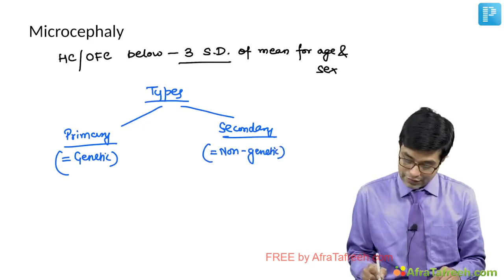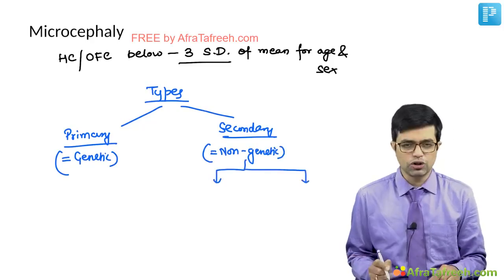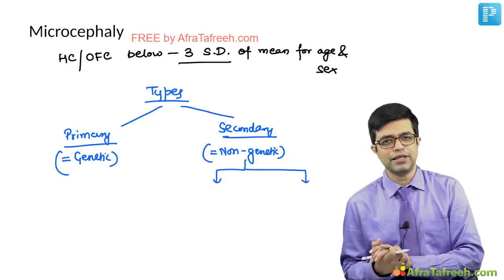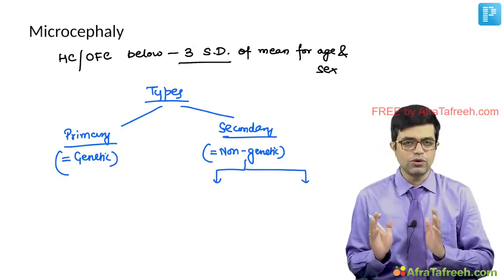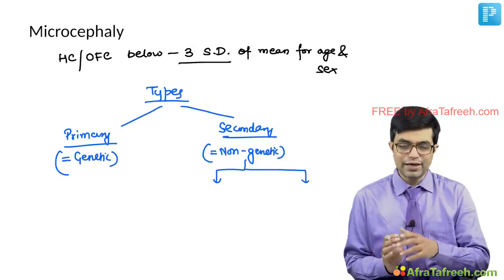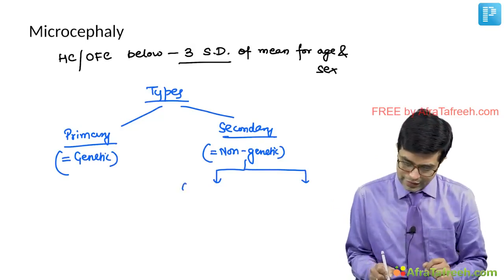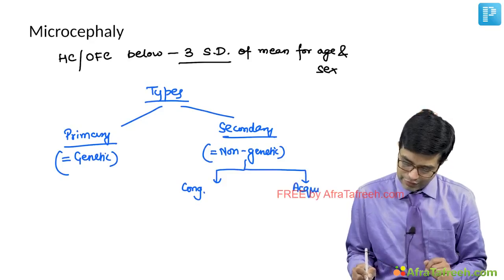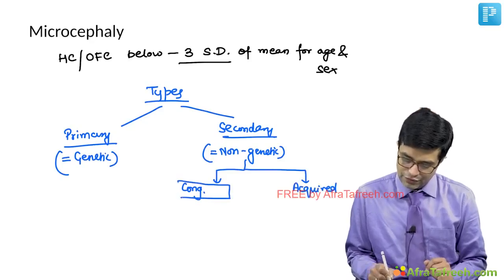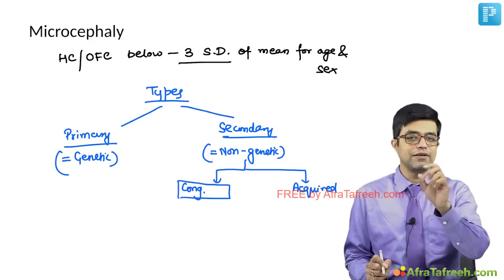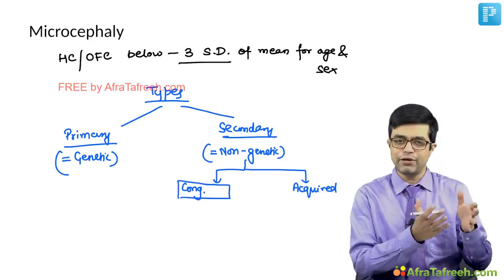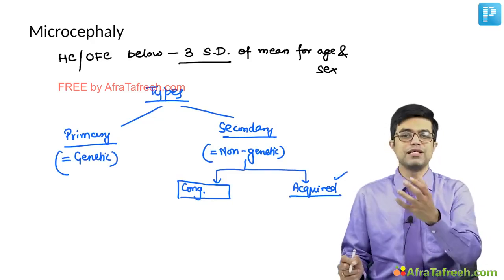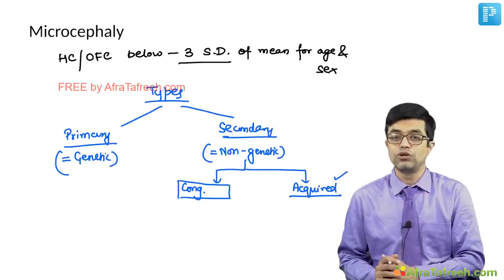The secondary cause can further be divided into 2 parts. Although this classification is controversial and not followed, you never know which examiner is framing your MCQs, so you need to know what is there in the literature. One is congenital microcephaly and second is acquired microcephaly. Congenital is the one which will either be present at birth or present within 3 to 4 weeks of birth, that is, in the neonatal period. Whereas acquired microcephaly is the one which will usually present late in infancy and sometimes in childhood as well.